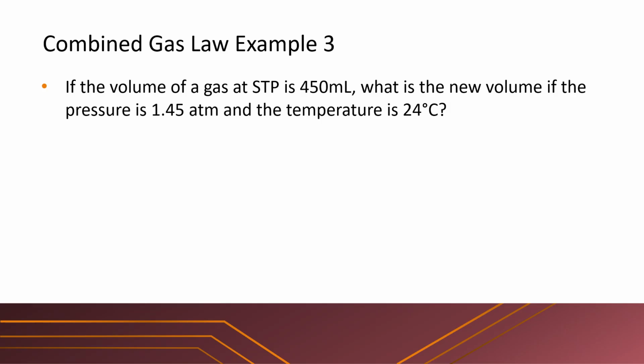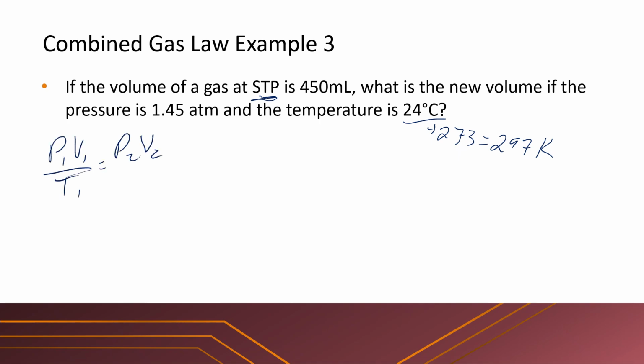Our last example here: if the volume of gas at STP is 450 milliliters, what is the new volume if the pressure is 1.45 atm and the temperature is 24 degrees Celsius? Uh-oh, degrees Celsius. I need to change that to Kelvin, so add 273. I get 297 Kelvin. Okay, and so I've got P1V1 over T1 equals P2V2 over T2. So if the volume of a gas at STP is 450 milliliters, STP tells us the temperature and the pressure.